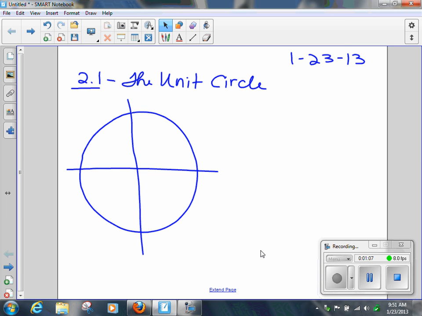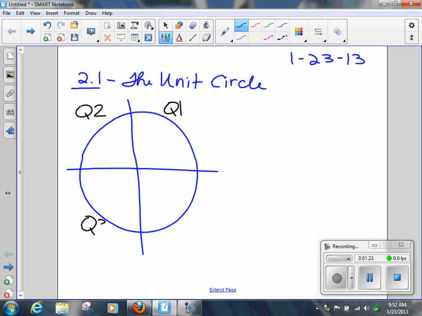Quadrants, let's name our quadrants. We already know these. Quadrant 1 is where? Tell me the direction. Top right. So Q1, and then it goes clockwise or counterclockwise. Counterclockwise for whatever reason.